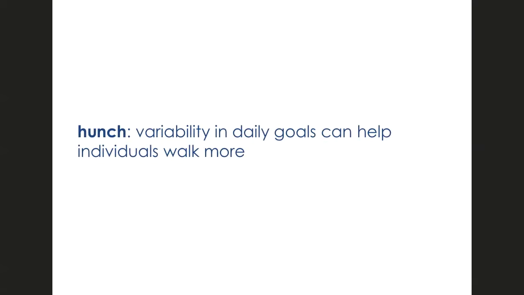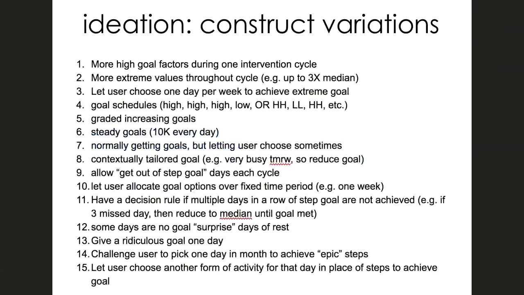But it's interesting. It's promising. So the question is also, how do you go from that kind of hunch to a component that you can test, right? And again, ideation is where you start. So what Elizabeth did is she brainstormed as many versions of variability of goals as she could come up with, right? So here are 15 things she came up with, right? So you can do more high-goal factors. You can let users choose a goal, right? You can have sort of graded increasing goals. You can allow a person to take a day without a goal. All of these different things are actually different ways that a particular goal can be made more variable from day to day, right?